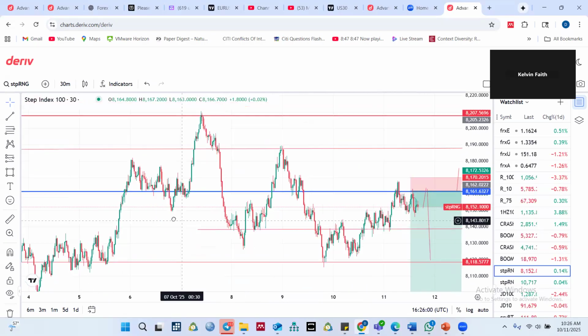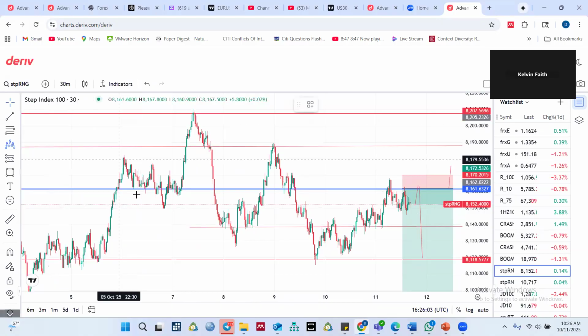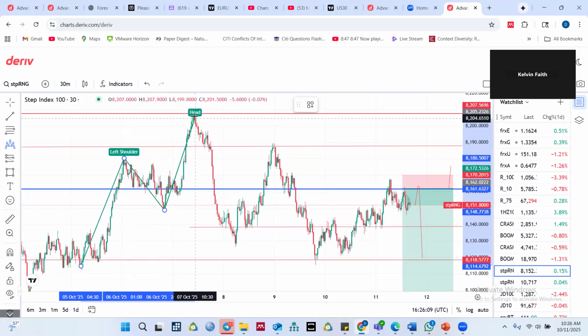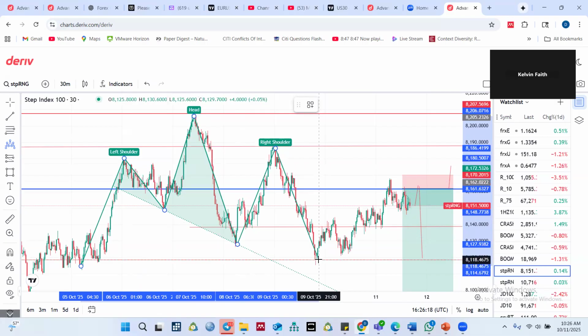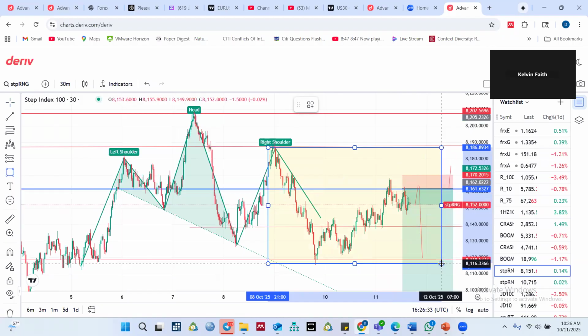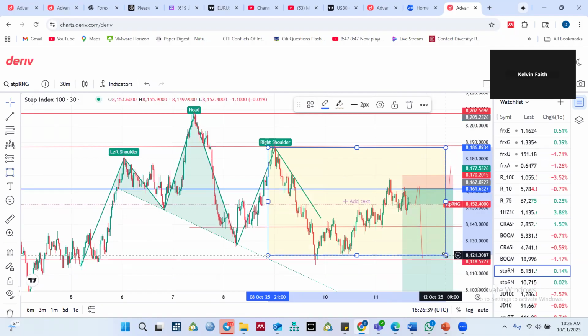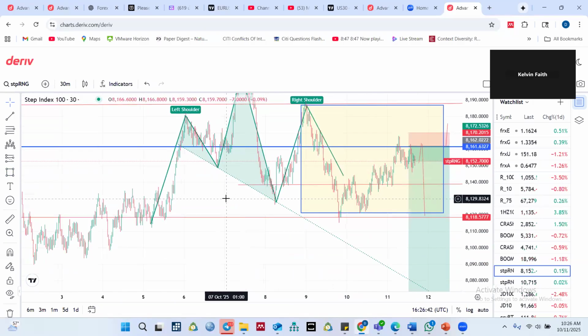I can also see, if I take this, this looks like a left shoulder, a neck, a head, breaking the neckline of the left shoulder, making us a right shoulder, breaking the neck again and pulling back up. So I see all this place is the right shoulder that has formed. Okay, so this is a head and shoulder which is used for reversals.